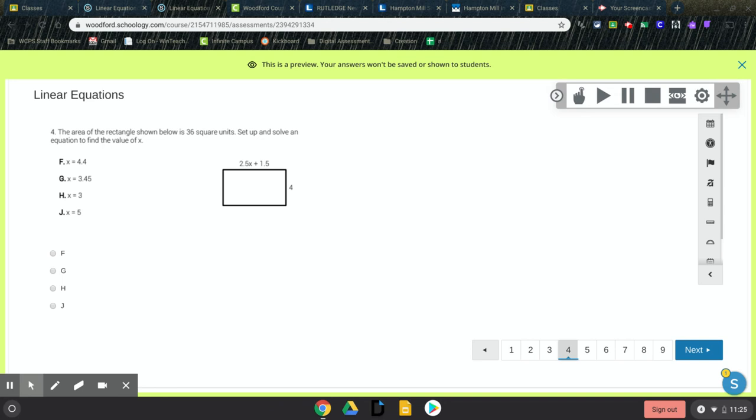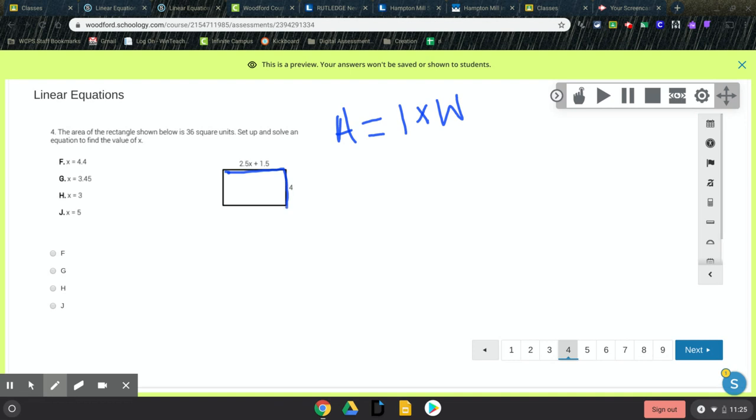Number 4, find the area of the rectangle shown below. The area of the rectangle shown below is 36 square units. Set up and solve an equation to find the value of x. All right, this one's tough. So first of all, if I want to find the area of a rectangle, I have to know that area is equal to length times width. So we can make this my length and this my width.